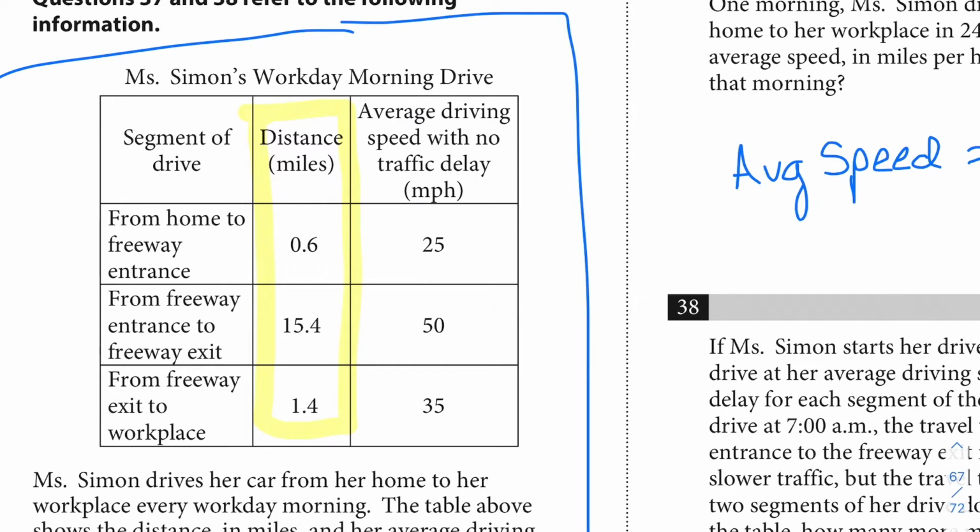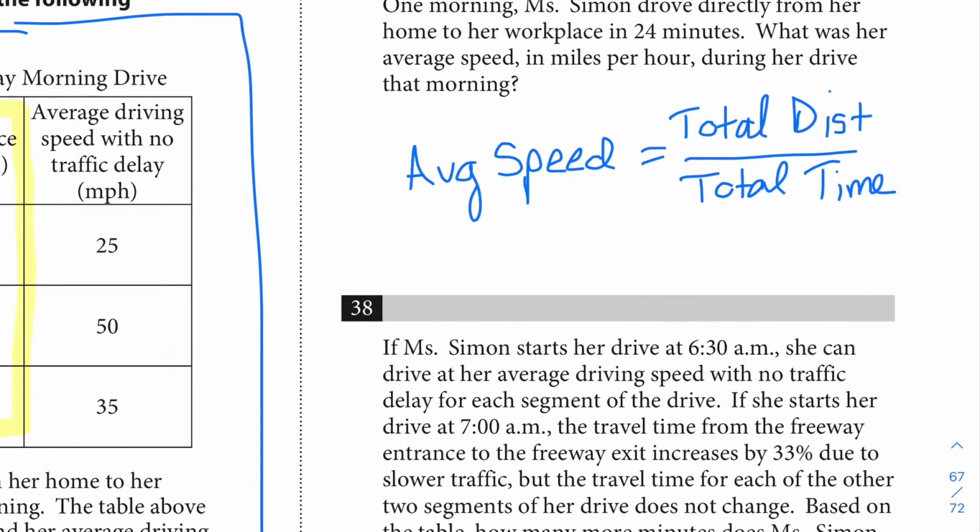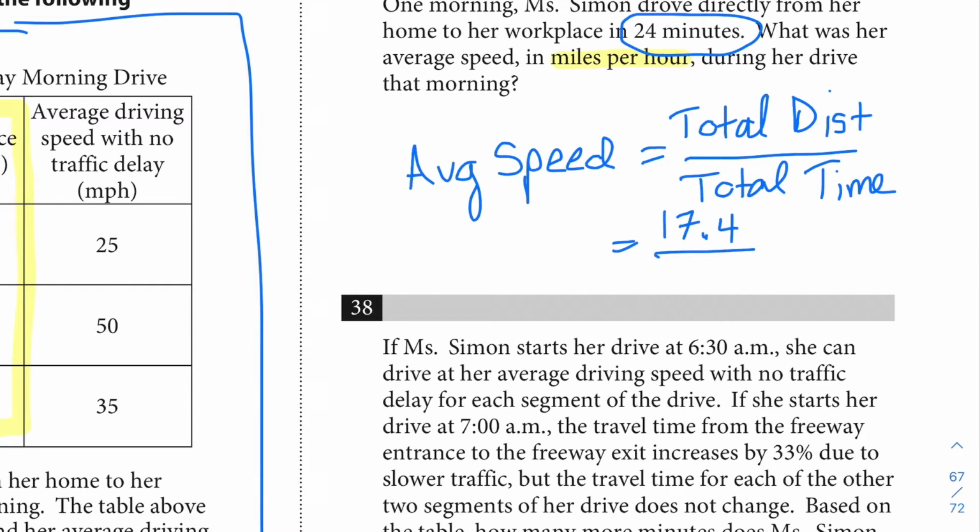So we're going to add these up. 0.6 plus 15.4 is 16, plus 1.4 would be 17.4 miles. And the units that they're asking for are miles per hour. So we're going to have 17.4 over. Now notice it's miles per hour, and the time they give us is in minutes. So we have to do a conversion here. It's going to be 24 divided by 60 to put that into hours.